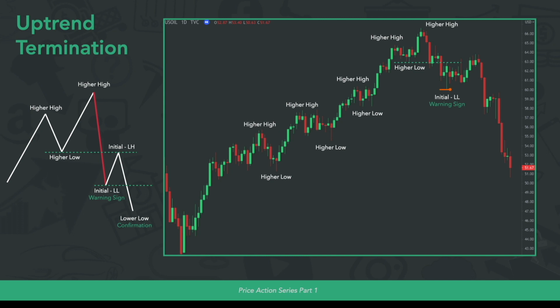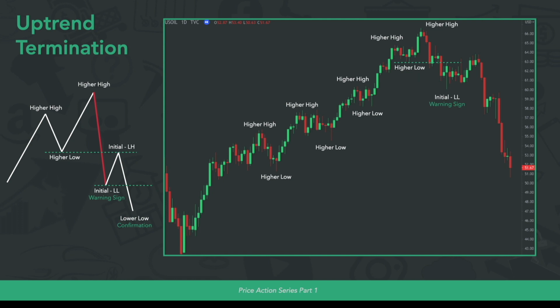Kasi itong low na to is much lower than the previous low. Okay? And dito sa series of higher highs and higher lows, right? Ito yung first time na nakakita tayo ng lower low. So, ito yung warning sign natin na possible may reversal na.